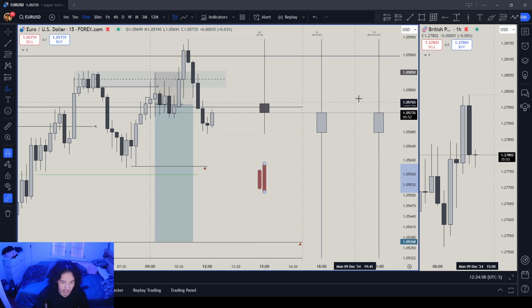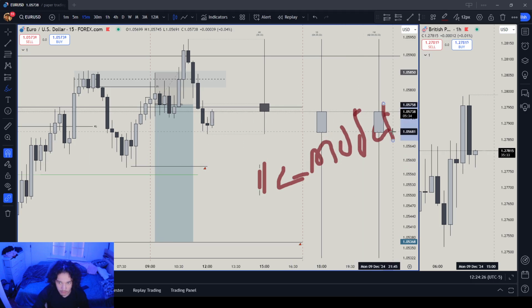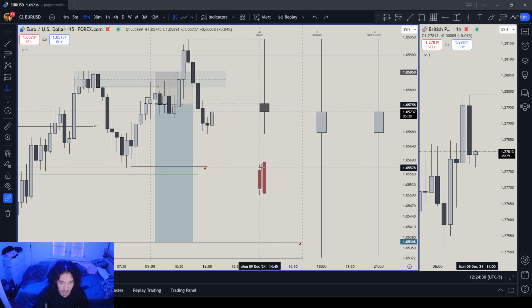Let's just say there's a body somewhere here. This right over here is model number one for me, right? So that's one right there. That to me is a model number one because the market closed below the whole candle.